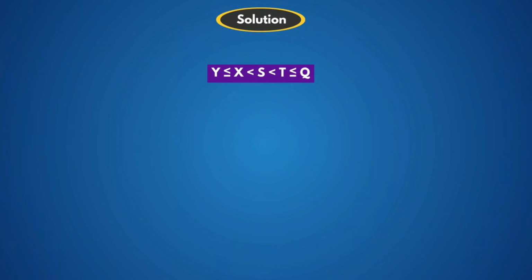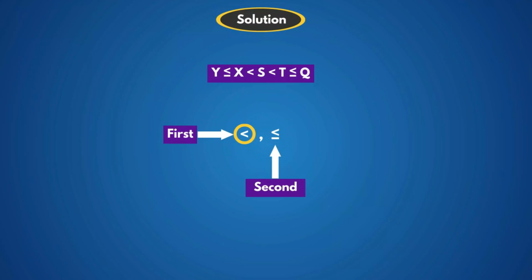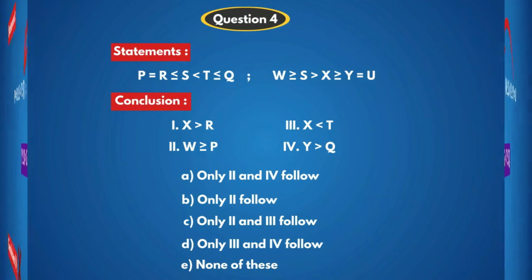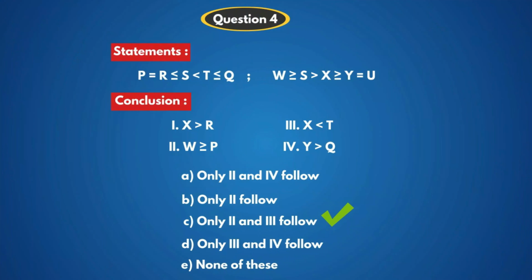Here we can observe that from Y to Q the combination is less than or equal to symbols. We will give first priority to less than symbol and then second priority to less than or equal to symbol. So we can write directly Y less than Q, but in the conclusion it is given that Y greater than Q. So conclusion 4 is false. So the answer is C. Only 2 and 3 follow.